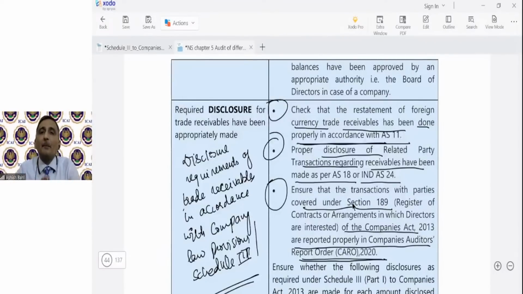So it helps the auditor in deciding about the provision for doubtful debts, to see whether a particular trade receivable balance needs to be written off, or whether some sort of provision is required to be made in respect of this particular trade receivable balance, because it is quite old, and it is standing for too long.